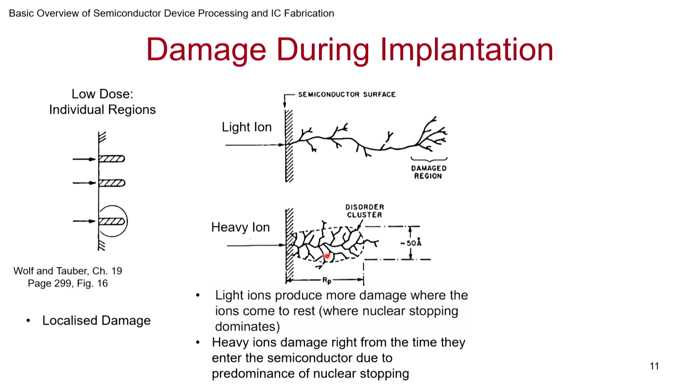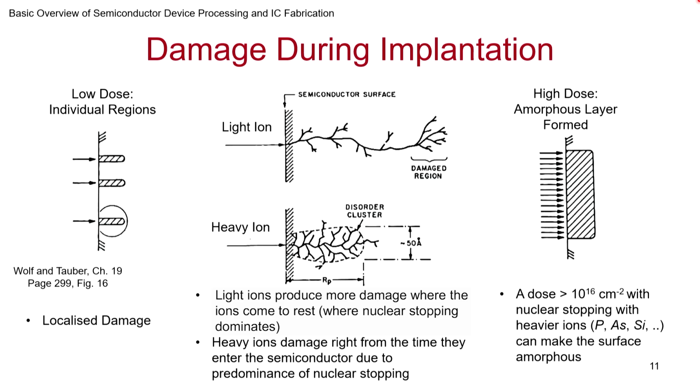The picture is slightly different for heavy ions. Heavy ions primarily are stopped by the nuclei. So that means you will find most of the damage will happen close to the surface itself. Okay? Whereas for lighter atoms, damage could happen deeper inside. This has repercussions in how you design devices, etc.